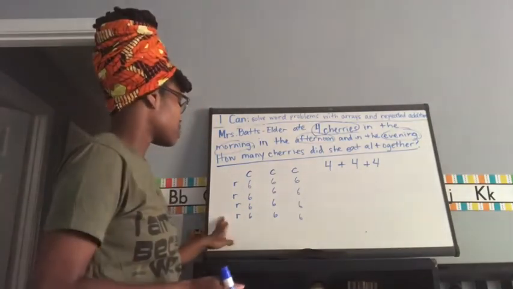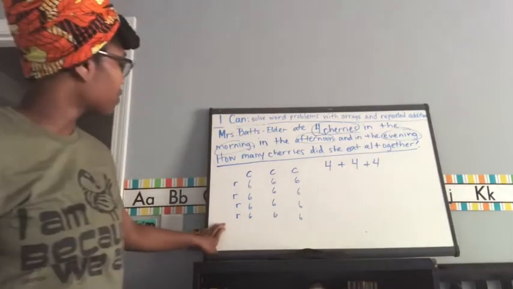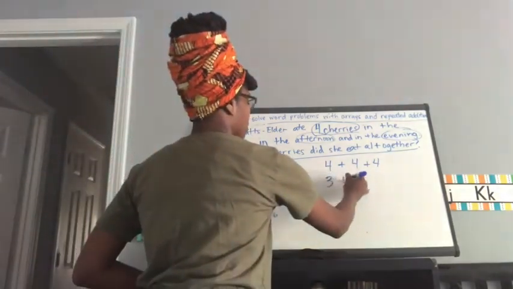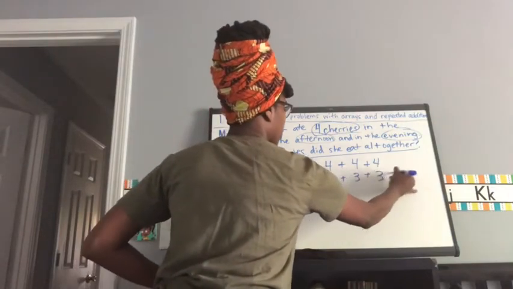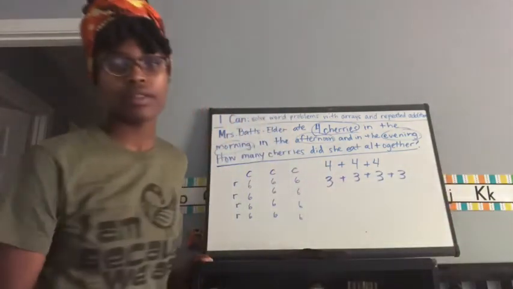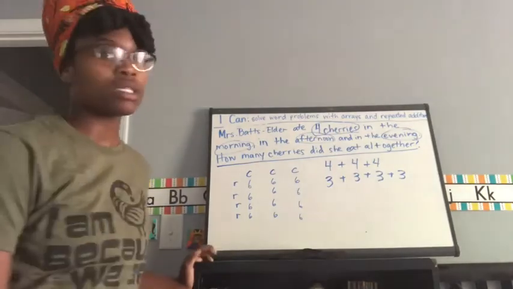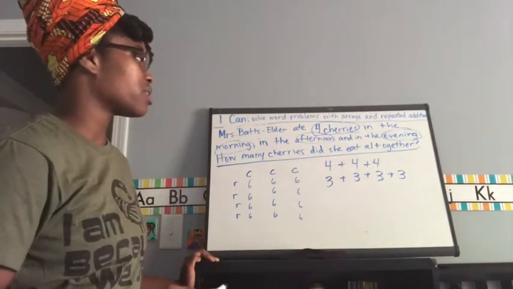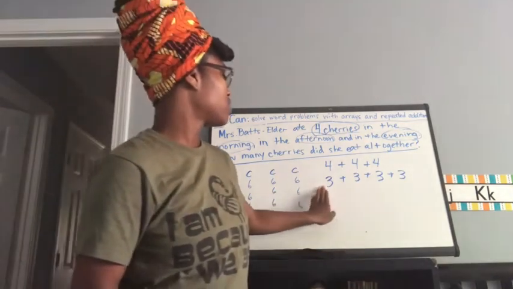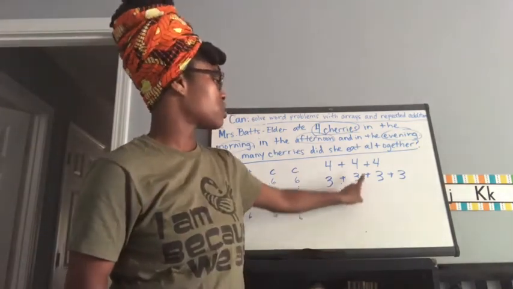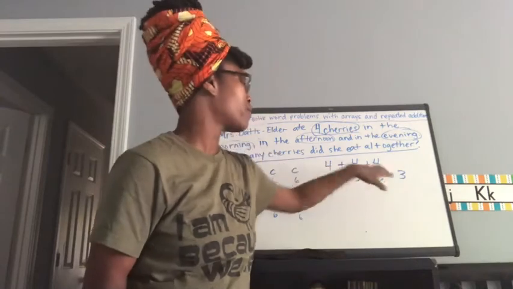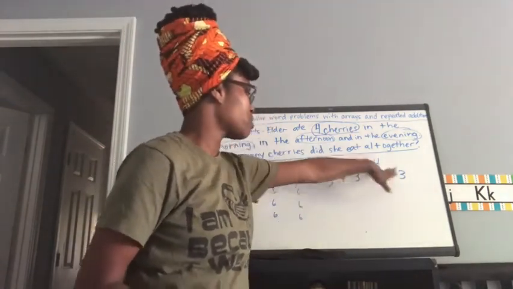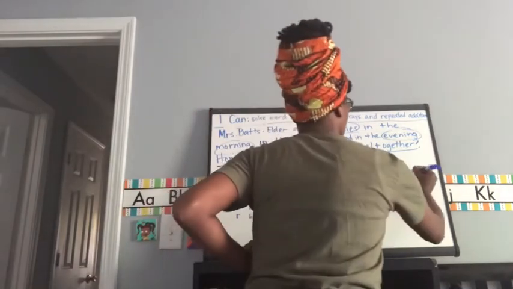How many times should we add the number 3? 1, 2, 3, 4 times. 3 plus 3 plus 3 plus 3. To match the rows, we can use skip counting or repeated addition to find the total. 3, 6, 9, 12. 3 plus 3 is 6. 3 plus 3 is 6. 6 plus 6 equals 12.